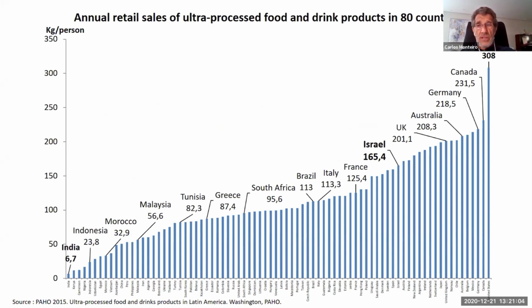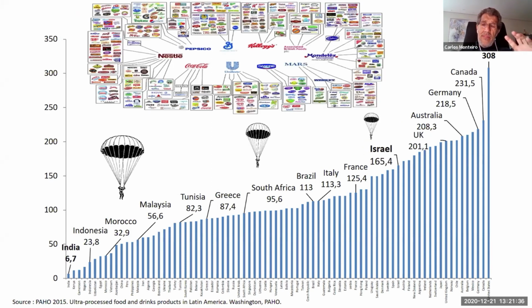So that's a very important feature of ultra-processed food, that their consumption is very different from country to country. Here you see a list of 80 countries where we see not consumption, but sales of ultra-processed foods, kilograms per capita per year. So you see the United States, an average American consumes almost 1 kilogram of ultra-processed food per day. In India, 6 kilos. So the difference is huge. Israel is an intermediate situation, like Brazil, 165 kilos.